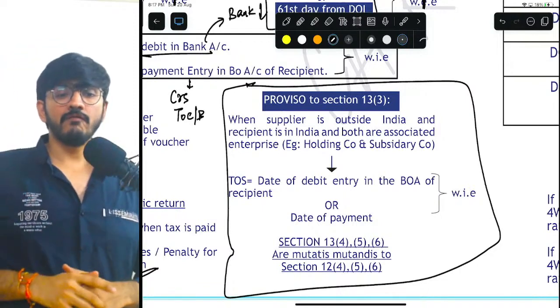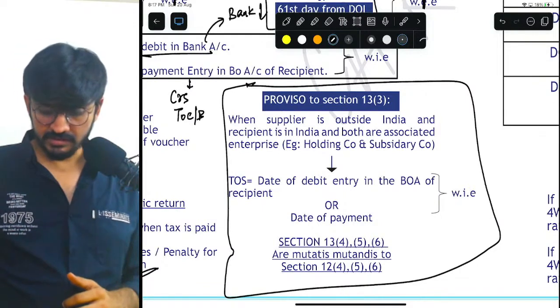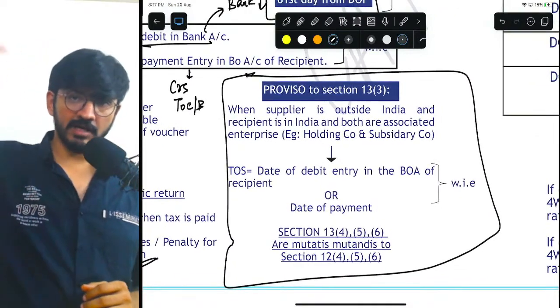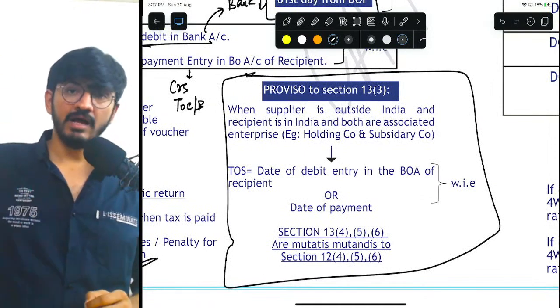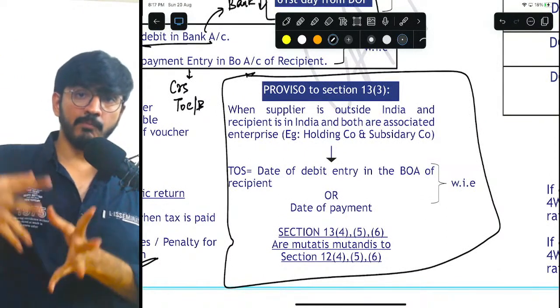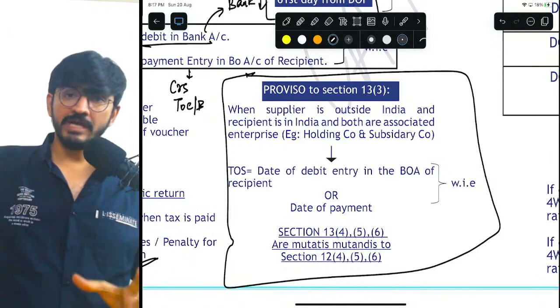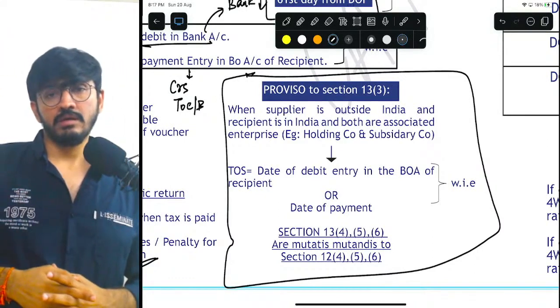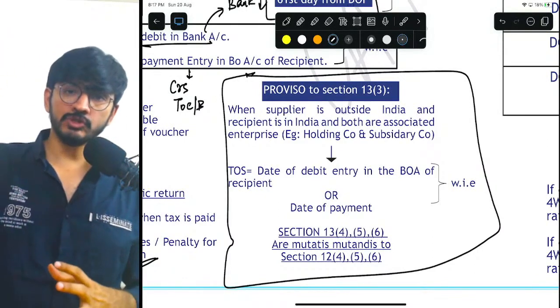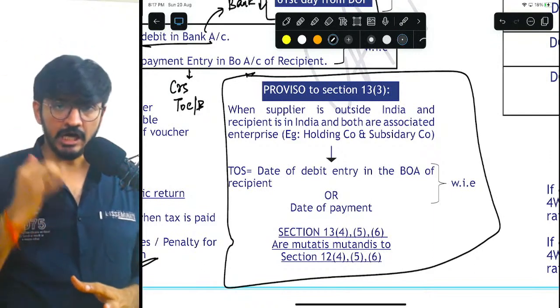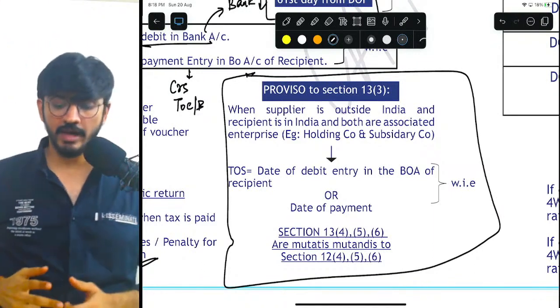And what are the conditions? Very simple. Supplier should be outside India. Recipient should be in India. There should be import of service, and both supplier and recipient should be sharing a relationship of associated enterprise. Associated enterprise. Are you getting it?